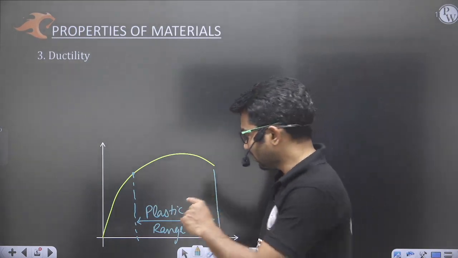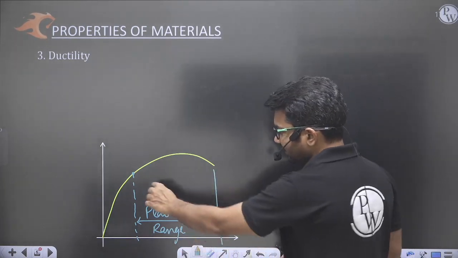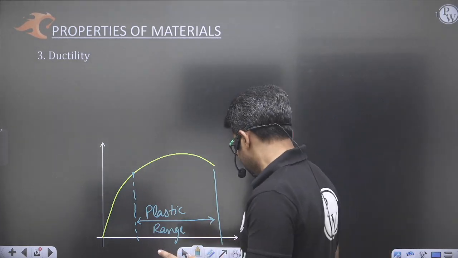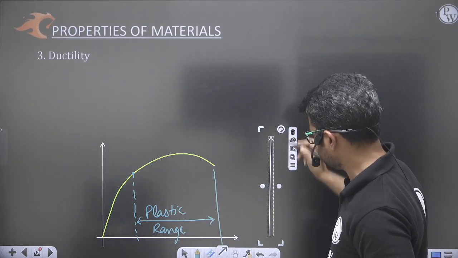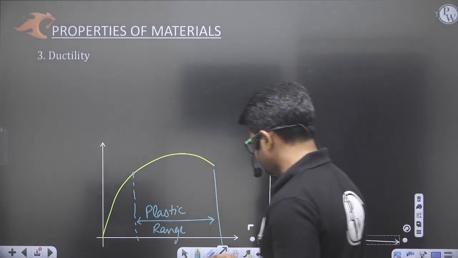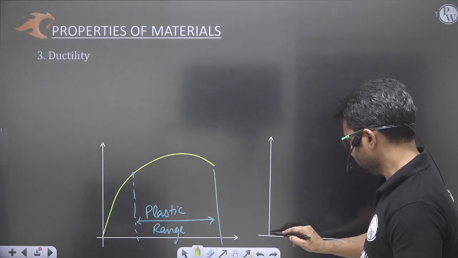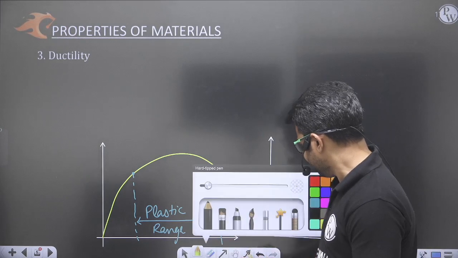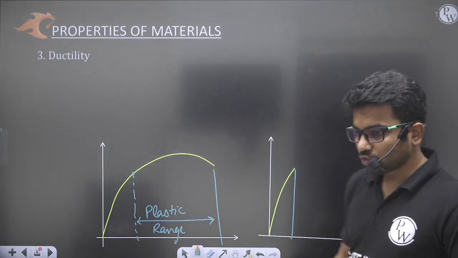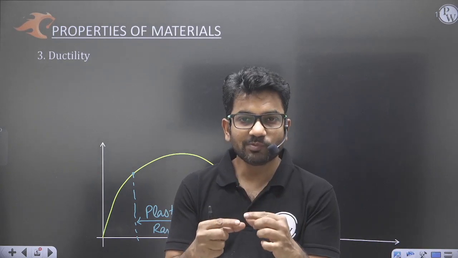So what happens with the large plastic range? When the material is having large plastic range, that means it can be deformed, and that deformation will be permanent. Suppose, as an example, I have a material which has a stress strain curve like this. The strain at the time of failure is very less. You can see the material is failing at this strain. So if I apply the load, it will break at very small strain.